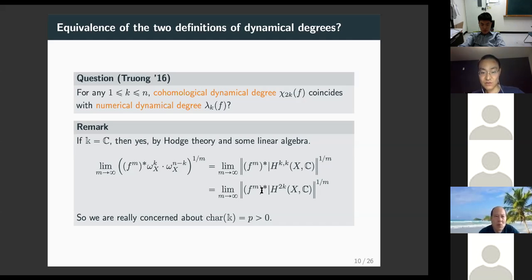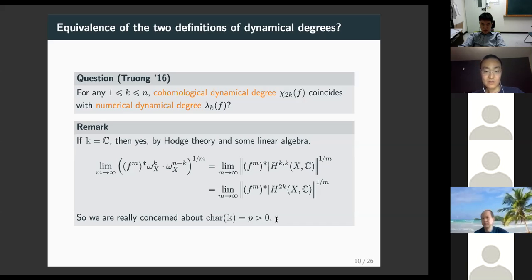This is due to Dinh, I think. So Dinh proved this one in 2004, I think. So in other words, all other components of H^{p,q} with p not equal to q are bounded above by H^{k,k}, by the norm of this linear transformation.